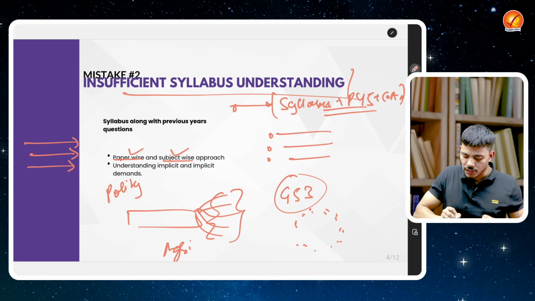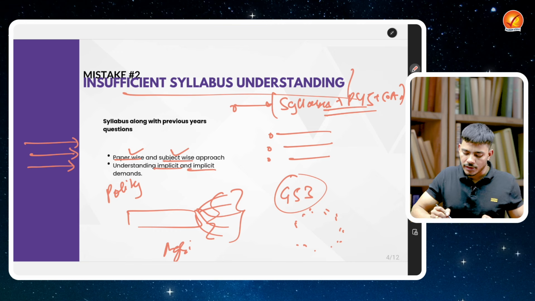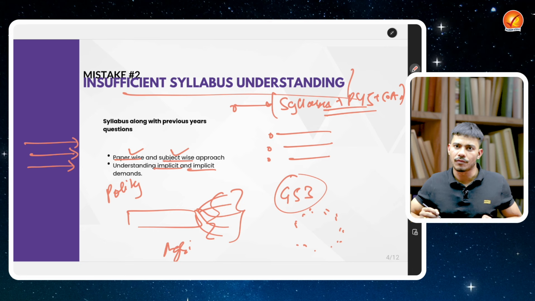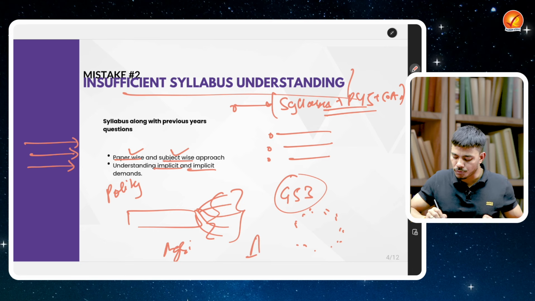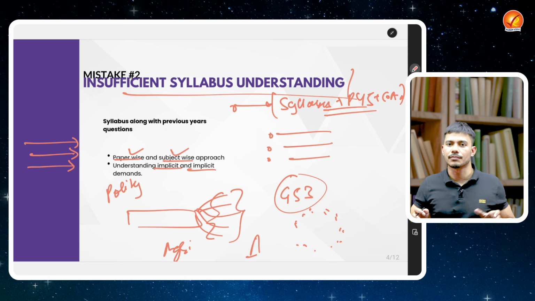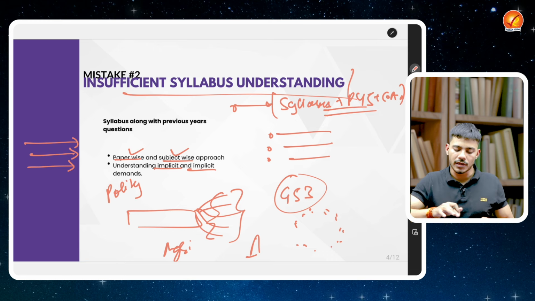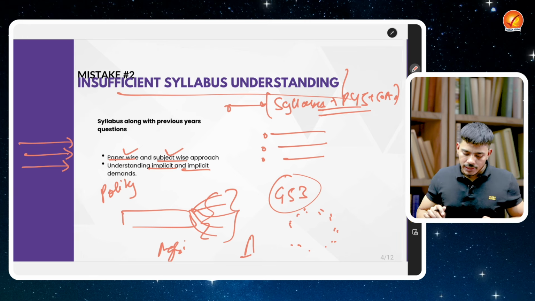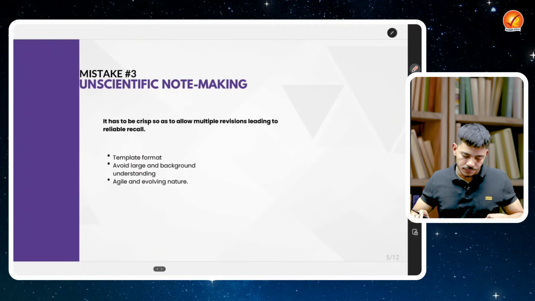And then one more thing is that you should also have an ability to understand the implicit and explicit demands of the questions. Okay, the ability to properly interpret a question. Say, for example, if this is a 10 marker, what are the different subheadings that you can create, and everything depending upon the syllabus from which that particular question has been asked. All right. So with this clarity, let's move to the next mistake.